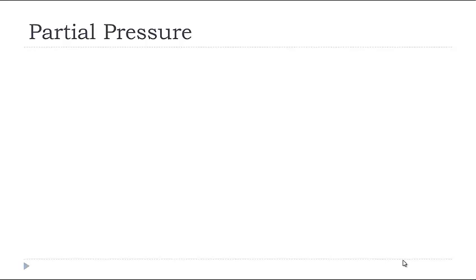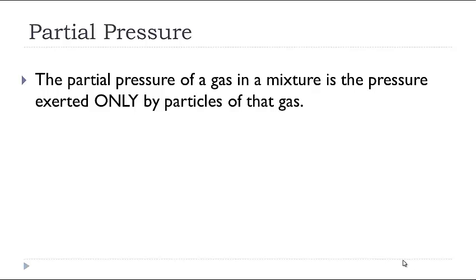So for a given mixture of gases, we said gas pressure is caused by particles bumping into things. Well, if you have a mixture of gases, then different kinds of particles are bumping into things. And so the pressure caused by just one kind of gas particle is what's called the partial pressure of that gas.